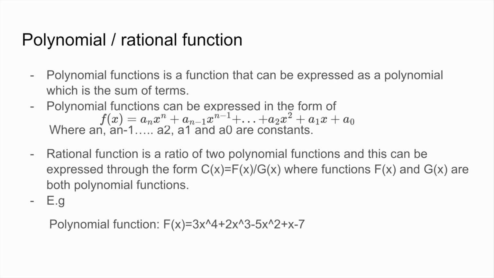And the rational function is a ratio between two polynomial functions, and this can be expressed in the form c of x equals f of x divided by g of x, where f of x and g of x are both polynomial functions, and c of x is a rational function. And the example below is a type of polynomial function.